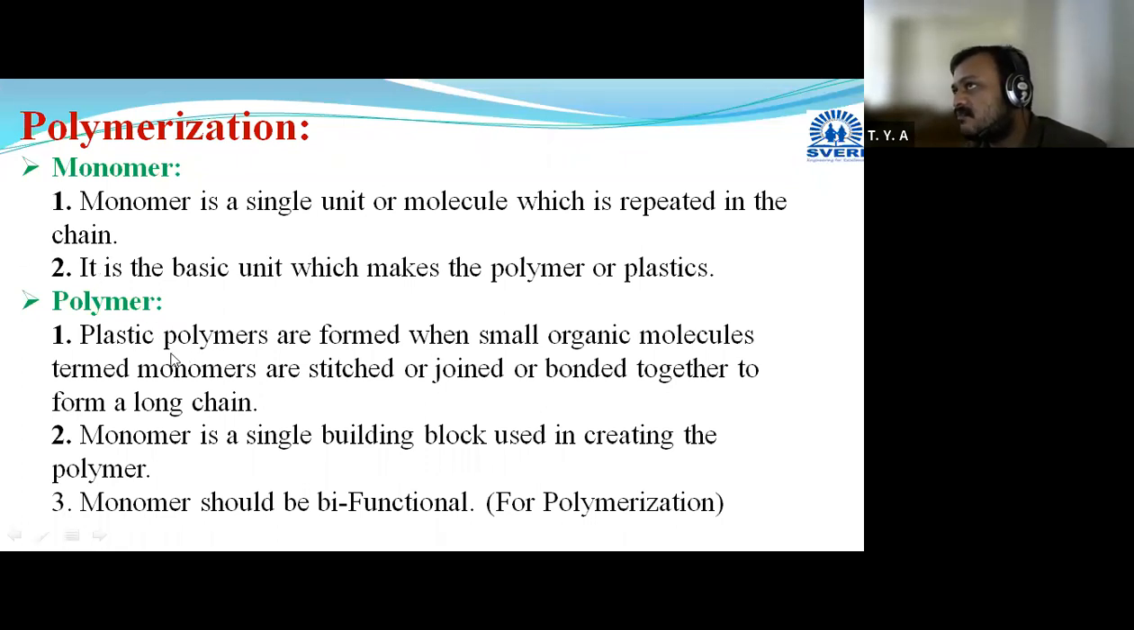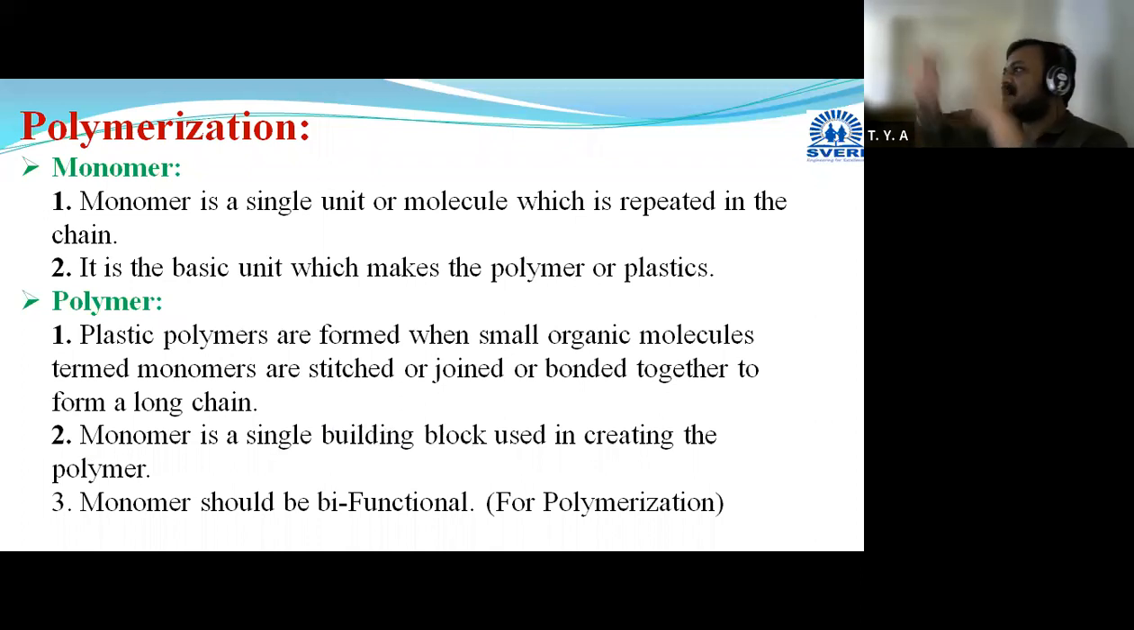Here you can read it. Plastic polymers are formed when small organic molecules, which are termed as monomers, are stitched or joined or bonded together to form a long chain. And this long chain is termed as polymer. Whichever monomer is there, it is a single building block. Why is it considered a building block? Because from that single monomer, we are building the polymer.